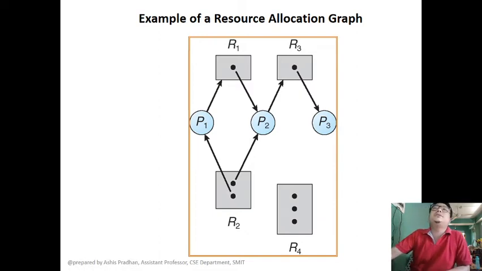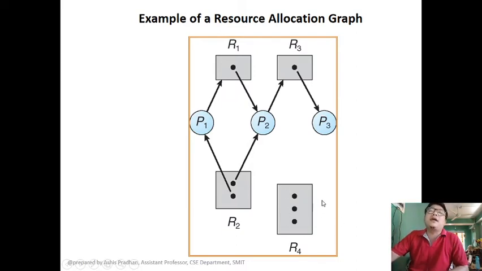Suppose you consider a system with P1, P2, P3, and you need to interpret this. There are three processes P1, P2, P3, and there are four resources in the computer system: R1, R2, R3, and R4. There is only one instance of R1, so one dot. There is only one instance of R3, so one dot. There are two instances of R2, that's why two dots, and there are three instances of R4, that's why three dots.